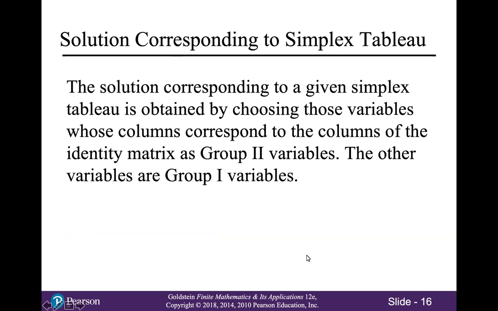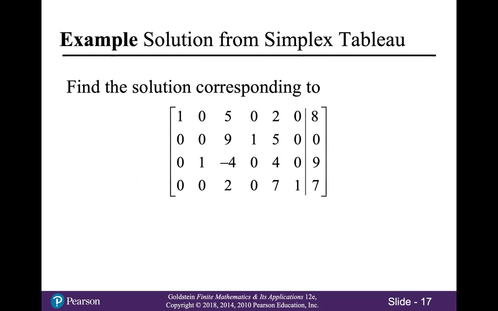The solution corresponding to a given simplex tableau is obtained by choosing those variables whose columns correspond to the columns of the identity matrix as group 2 variables. The other variables are group 1 variables. So again, the columns that do not look like the identity matrix, you set those variables equal to 0. And those are your group 1 variables. All right, so in this example, we'll find the solution corresponding to this tableau. And I thought it might be easiest to do that if I switch over to the tablet.